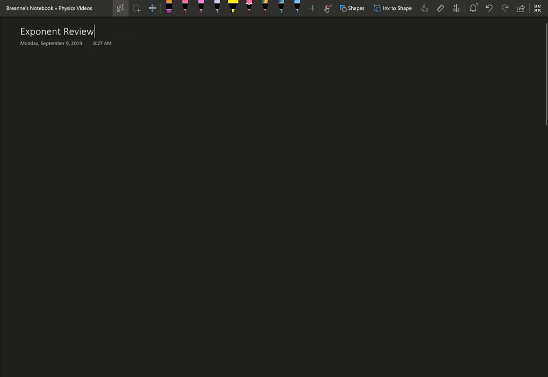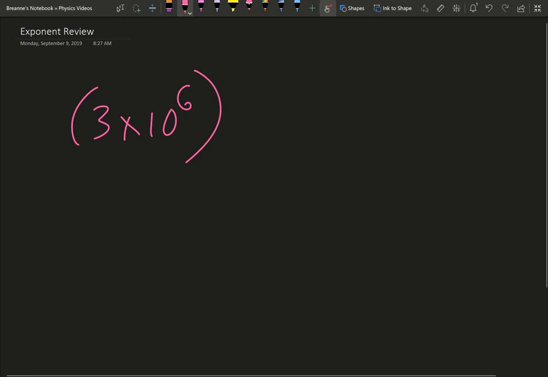The first thing you can do is literally just plug it into the calculator. Now, there are several different ways to do that. Let's look at the one that I gave you on your pre-assessment: 3 times 10 to the 6 multiplied by 2 times 10 to the 4th. You can literally plug this into your calculator.